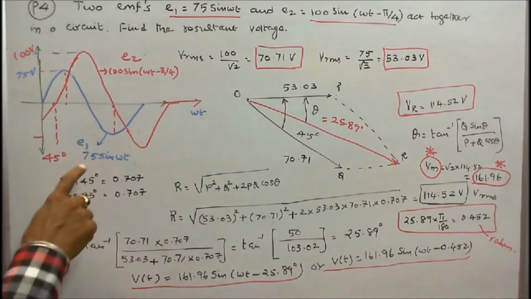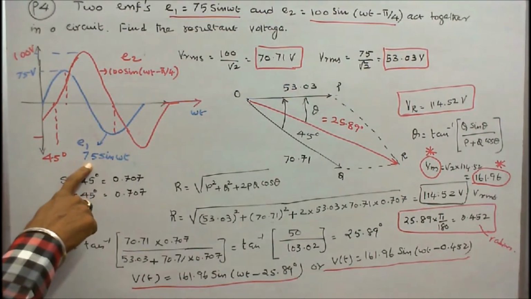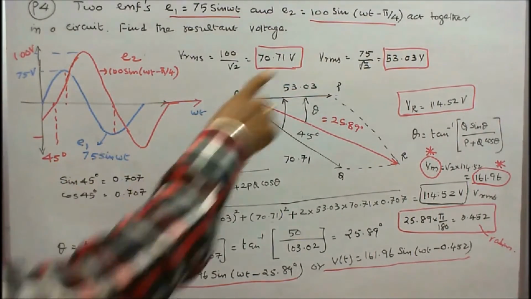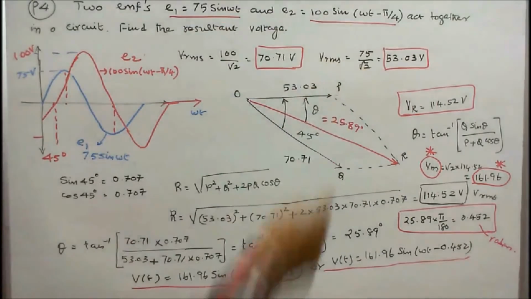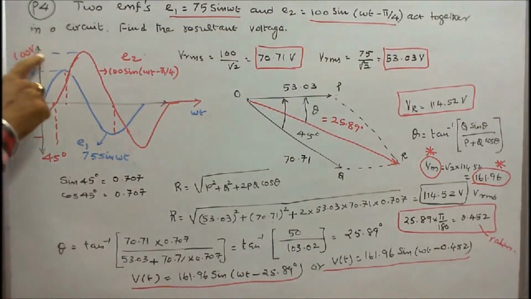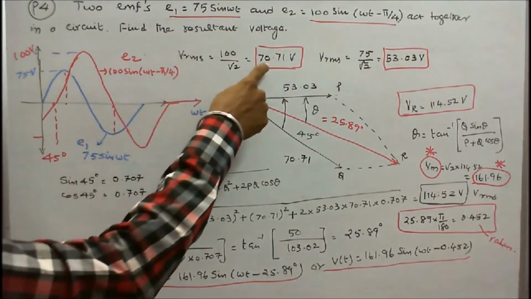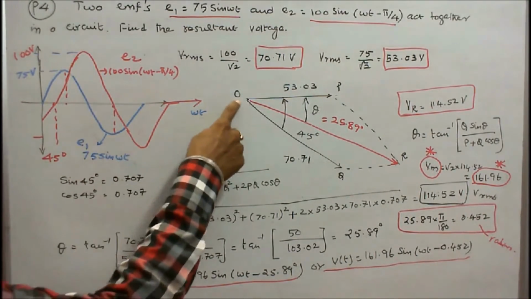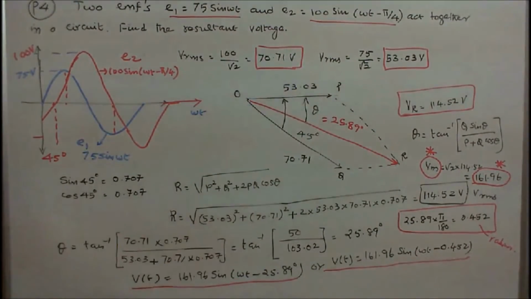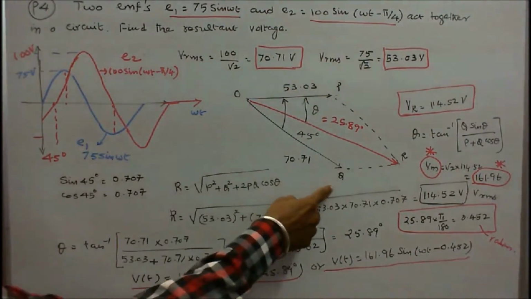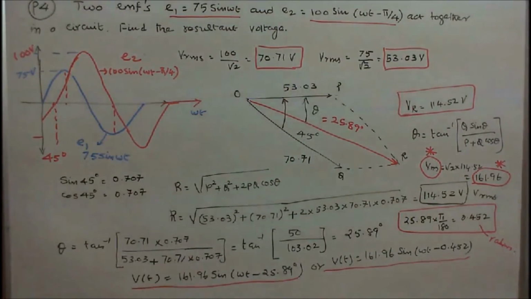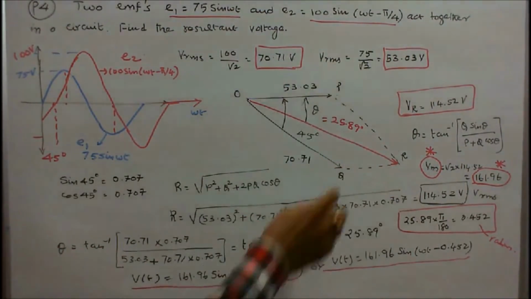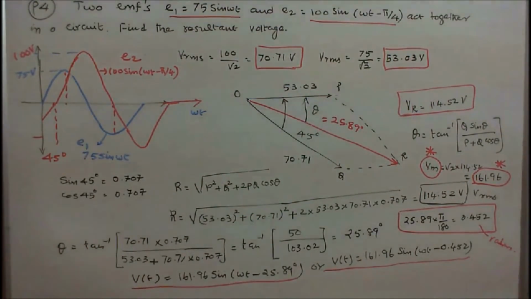So the RMS value of E1 is equal to 75 by root 2, that is equal to 53.03. RMS of E2 is equal to 100 by root 2, that is equal to 70.71 volts. Here this is a phasor diagram. OP is equal to 53.03. OQ is equal to 70.71. Apply a parallelogram law. You can easily find the resultant voltage.